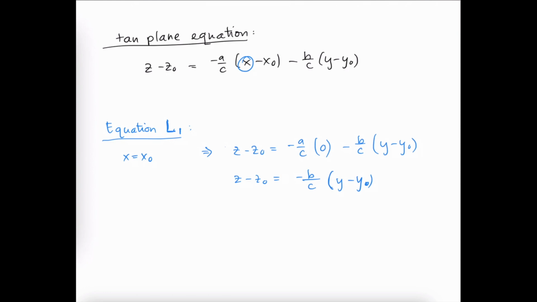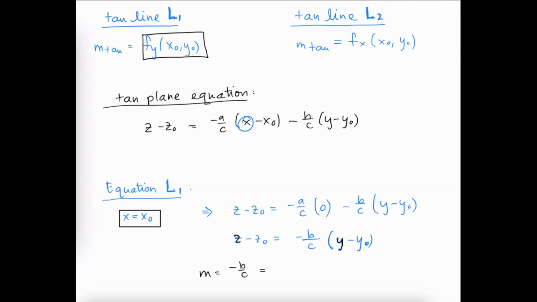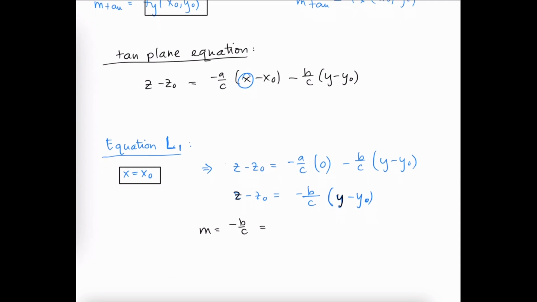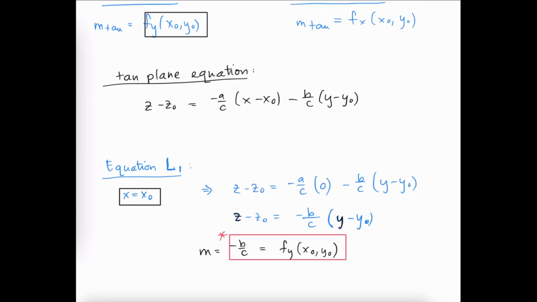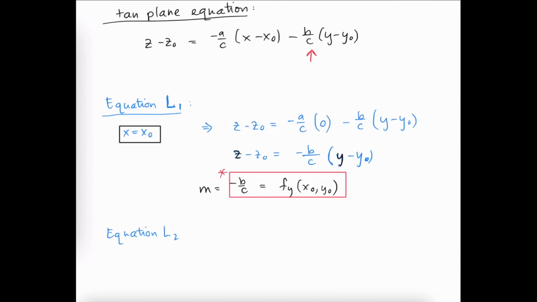Now x equals x naught, a slicing plane, is parallel to the YZ plane, and this is the two-dimensional equation of a line in the YZ plane, where the slope of that line would be negative b over c. But we also know that the slope of that tangent line was the first partial with respect to y, evaluated at x naught, y naught. So we're going to substitute that first partial in for negative b over c in just a moment. But before we do that, let's get the equation for line 2.